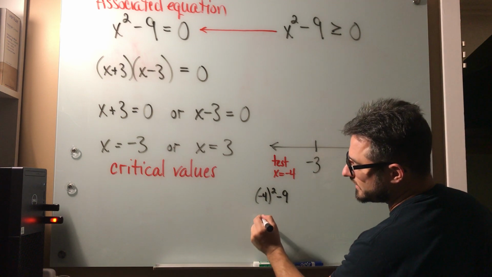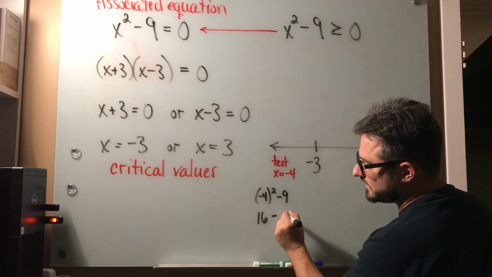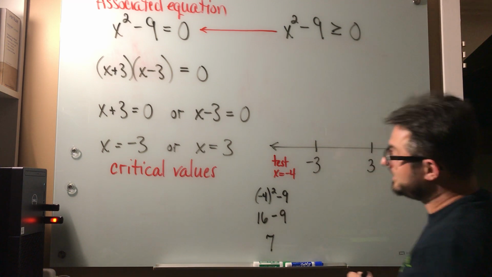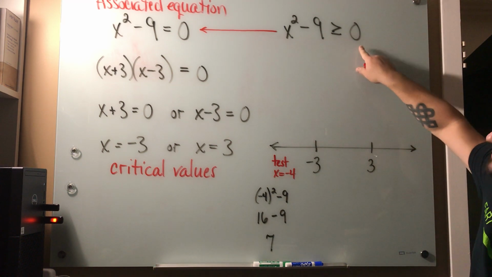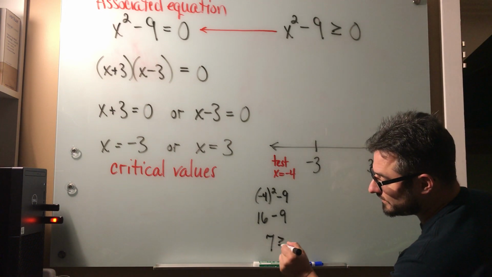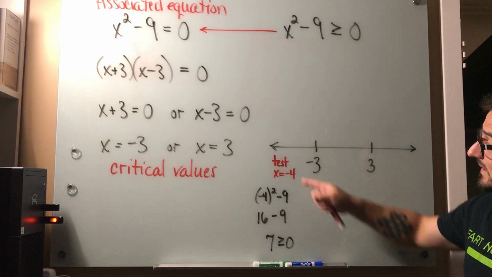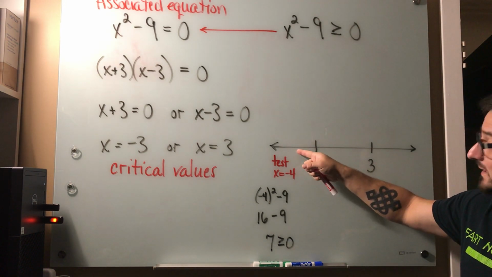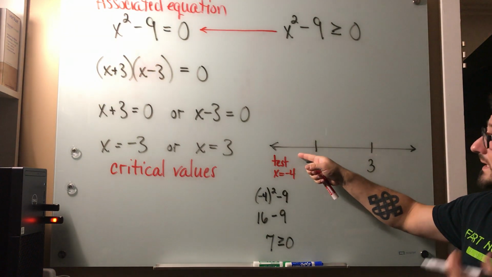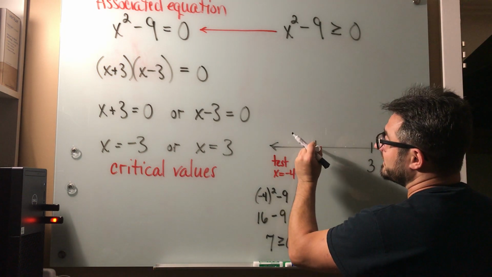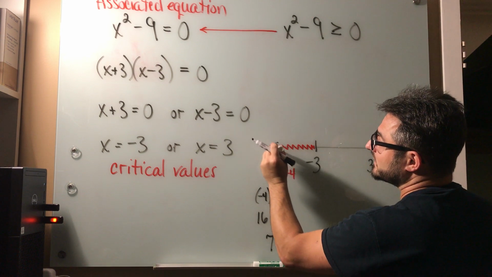Negative 4 squared is positive 16, and positive 16 minus 9 is 7. Well, that is actually greater than or equal to 0. What that means is negative 4 being less than negative 3 is a solution. And therefore, everything over here is a solution.